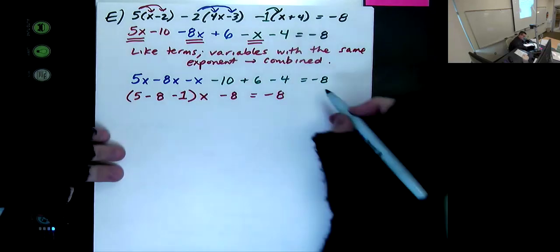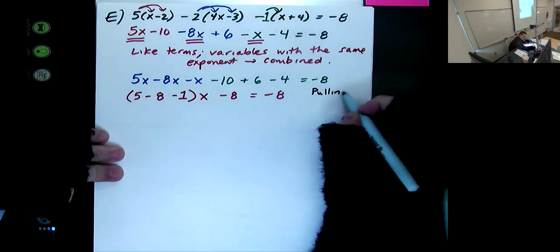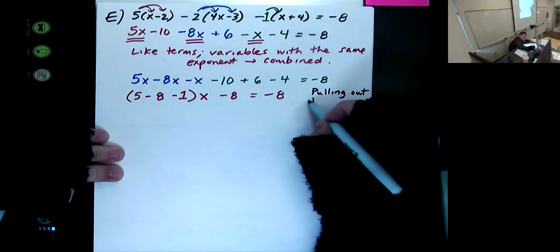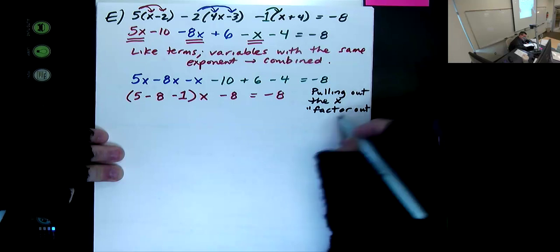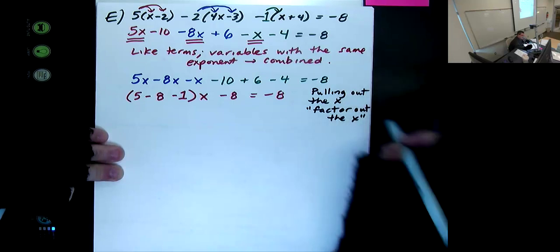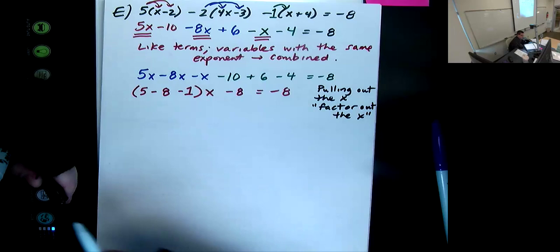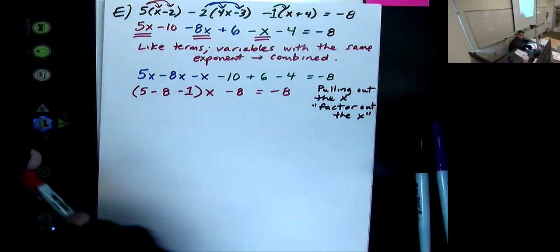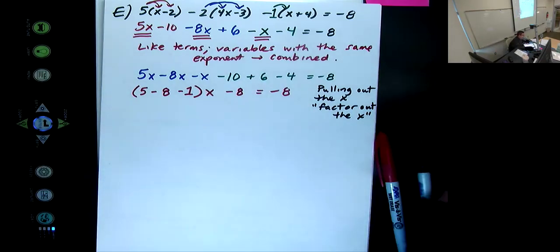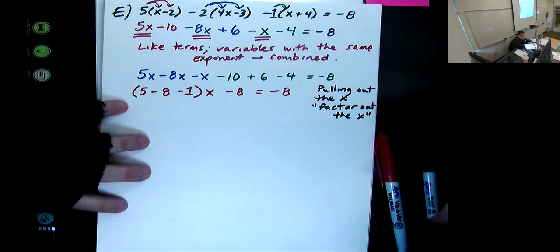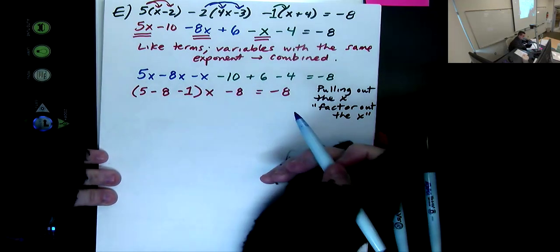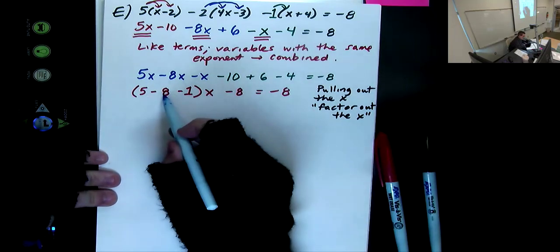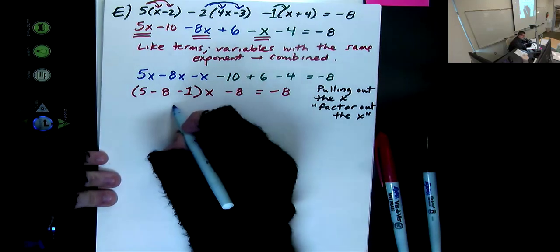Pulling out the x is called factoring. Factor out the x. You normally won't write that step. You'll jump straight to the next one where you do 5 - 8 - 1. 5 - 8 = -3. -3 - 1 = -4.